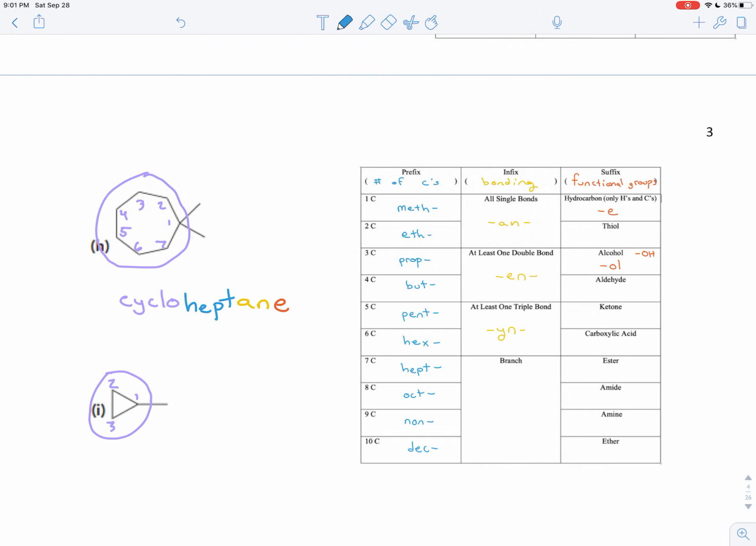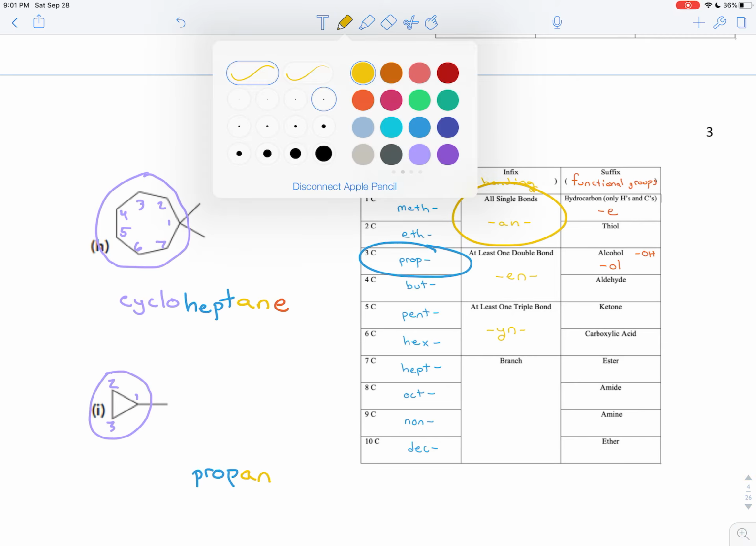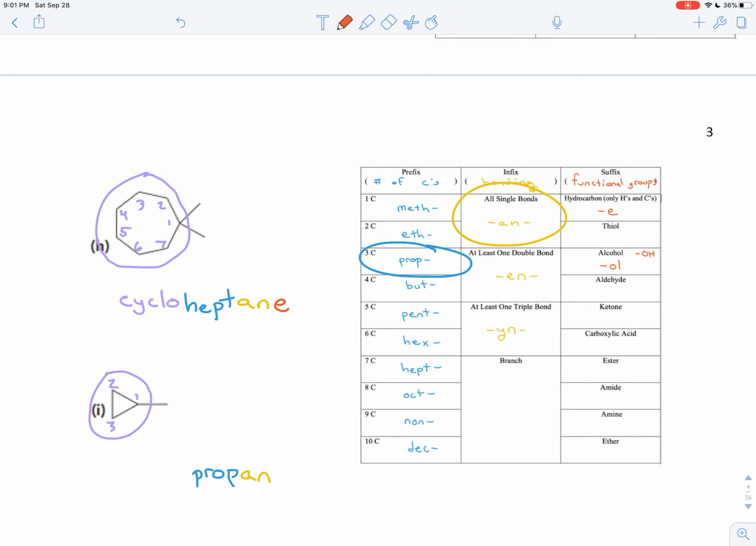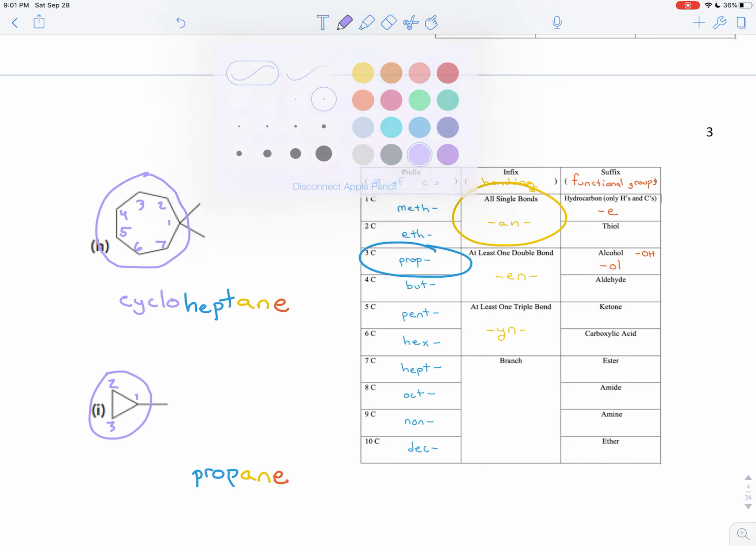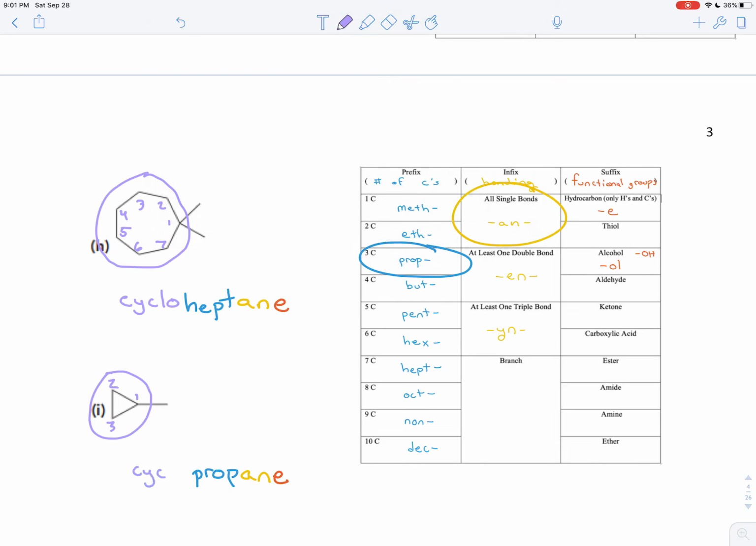Well, we said it has 3 carbons. The prefix for 3 carbons is prop. In between those carbons, you have all single bonds. The infix for all single bonds is AN. It is a hydrocarbon. You don't see the symbols for any elements other than hydrogen and carbon, so the suffix is E. So propane. But it's going in a ring, and so in front of that you put cyclo. So the name for that backbone would be cyclopropane.